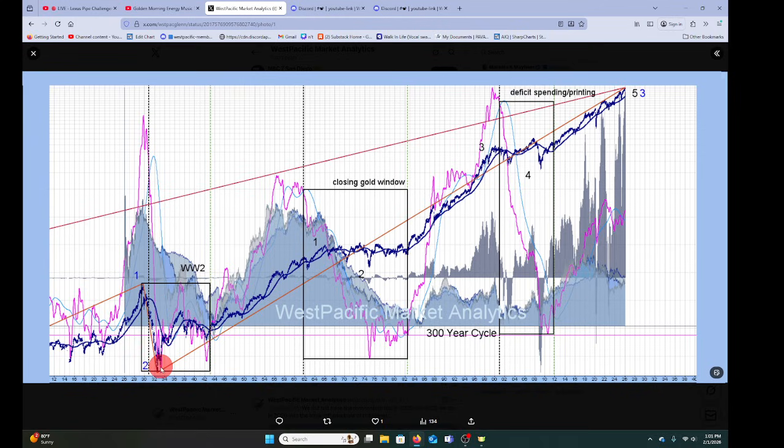This sell-off from 1 to 2 lasted 3 years. But I think this could last anywhere from 6 years to a little bit more. I don't think it's going to be 3 years to some sort of a low. So this could very well be a major top here in this whole 300-year cycle.